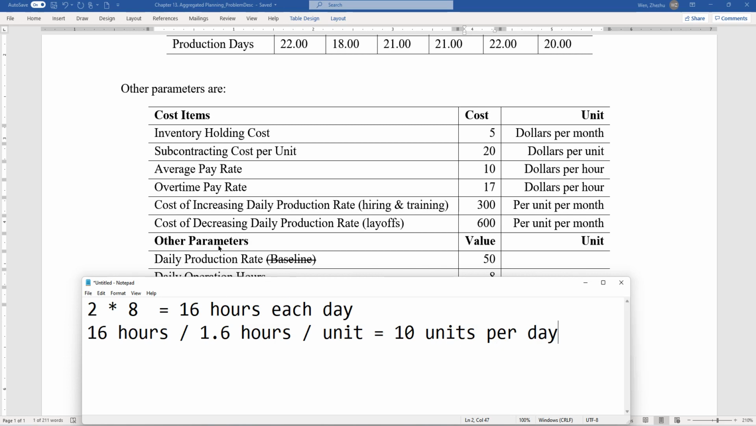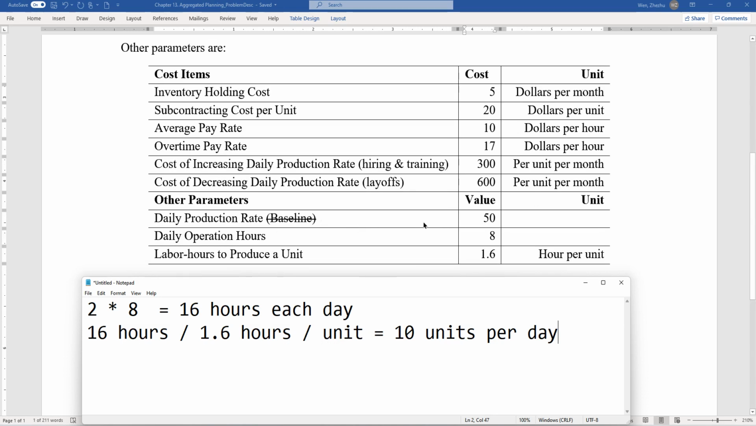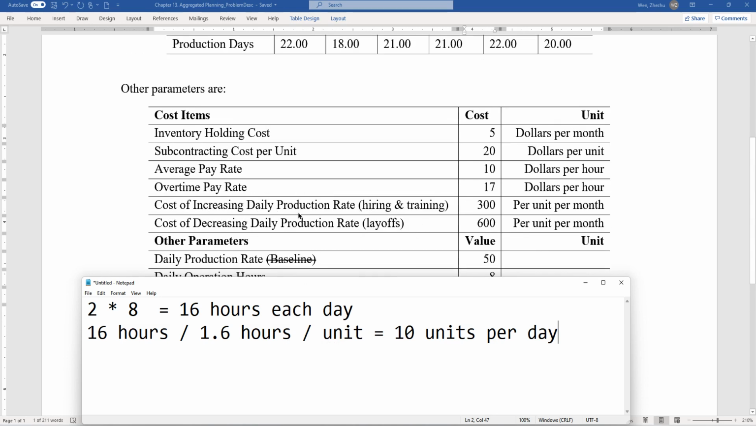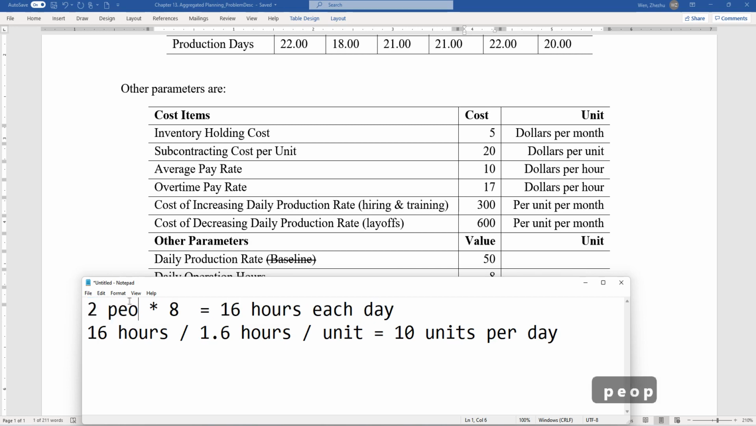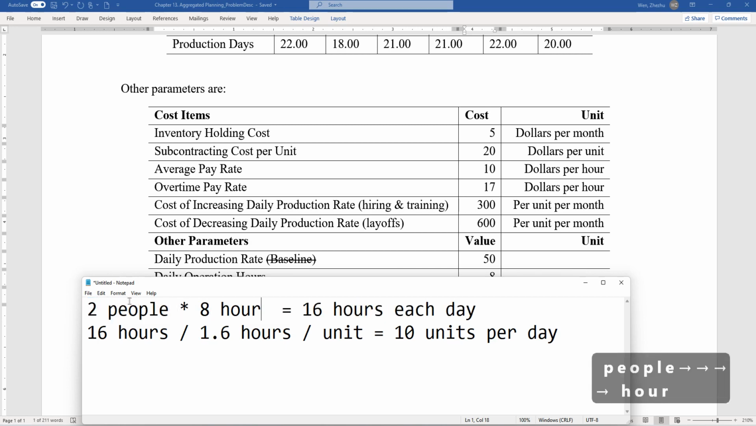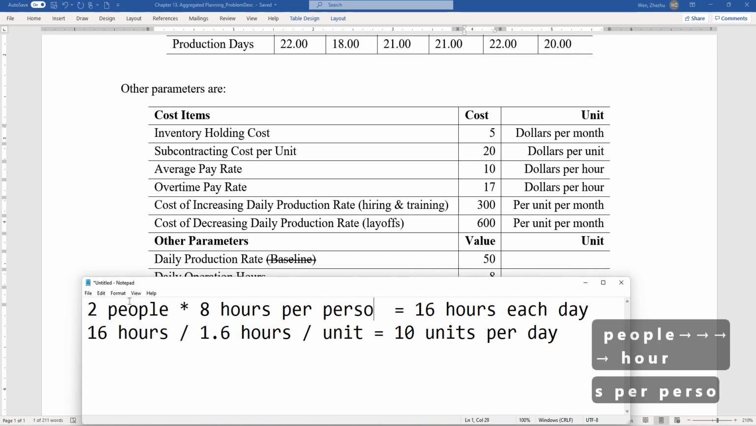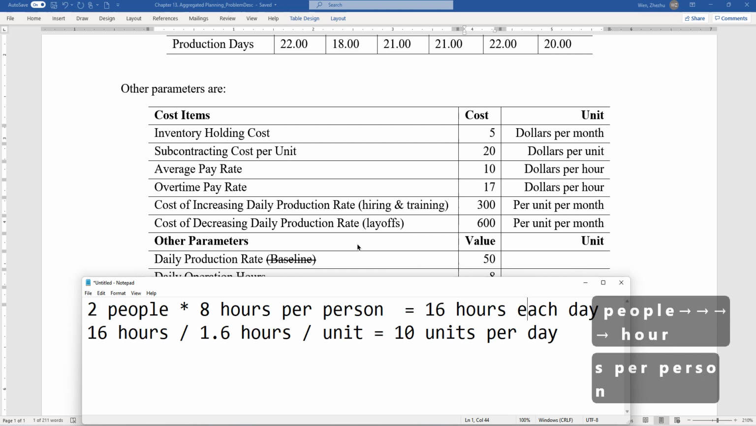So the example problem is providing the production rate on a daily basis. It's not providing it in a person level or hour level unit. So you sort of have to think about in order to increase daily production rate, in order to increase this amount, you're basically talking about, hours doesn't change, right? This productivity doesn't change. It's basically changing the number of people you have, right? This is 2 people, hour per person. Okay, so that's basically what it is.